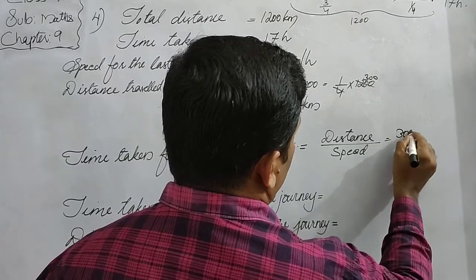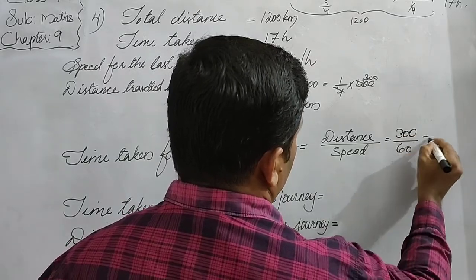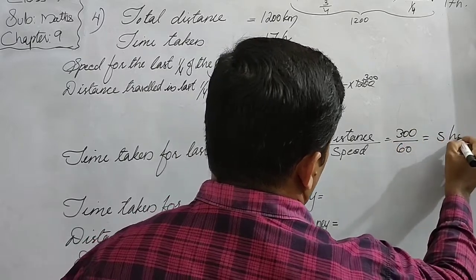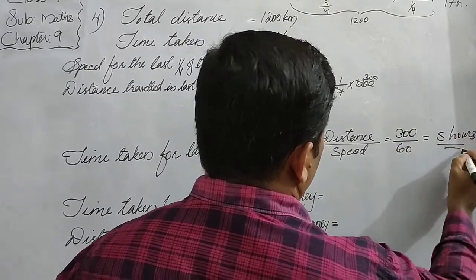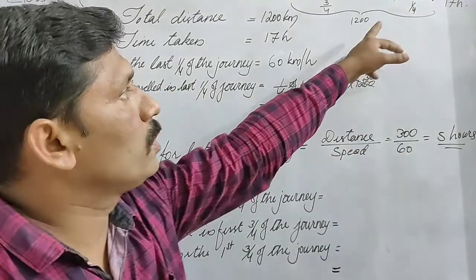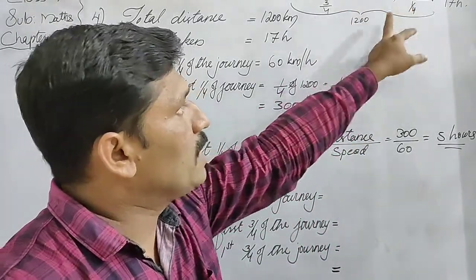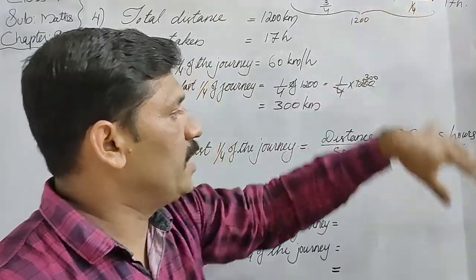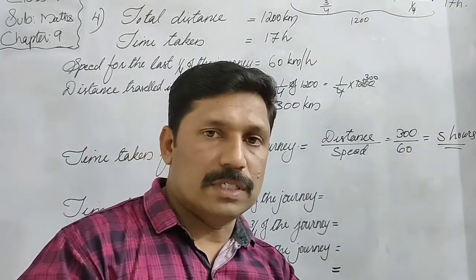So it is 300 divided by 60. That is equal to here 6 5s are 30. That means 5 hours. So in order to complete the last one-fourth of the journey, that means in order to complete 300 kilometers at 60 km per hour speed, he took 5 hours.